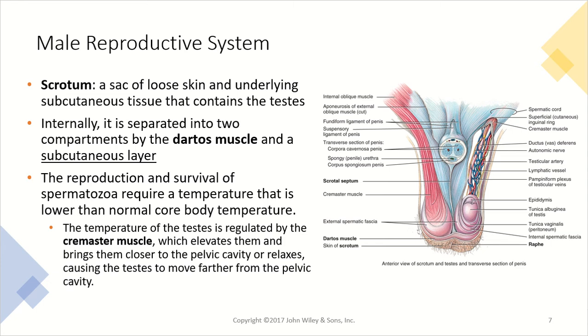And this is why the testicles reside outside of the body cavity. The temperature of the testes is regulated by the cremaster muscle. This elevates them and brings them closer to the pelvic cavity when it's cold, and it also relaxes and causes the testes to move farther from the pelvic cavity when it's hot outside. So this helps to keep them in an appropriate temperature range so that those spermatozoa can develop properly into fully formed sperm.